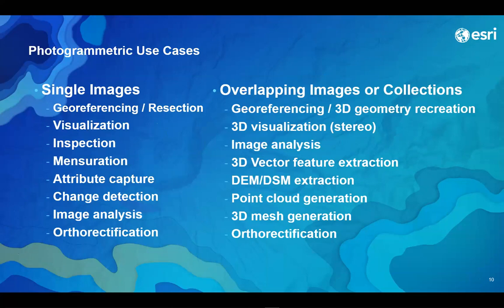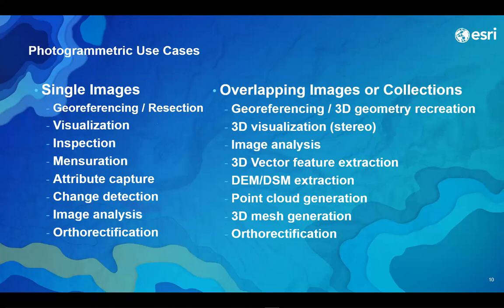So let's talk a little bit about photogrammetric use cases. Historically, photogrammetry has been done on either single images or in collections of overlapping images. So the single image use case would be photo interpretation, single photo resections, simple mensuration of objects, maybe capturing attributes, or maybe doing simple image processing, frame by frame, image by image. So this is the very traditional desktop image processing sort of workflow. Take a satellite scene, process it, do some analysis on it, and create a product.